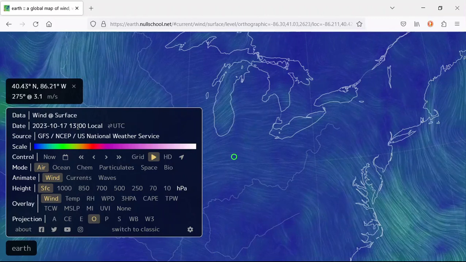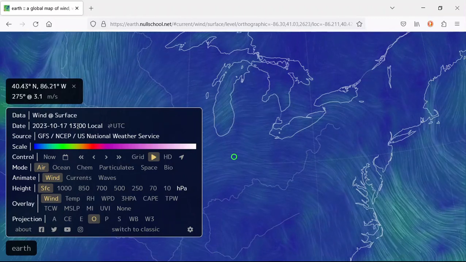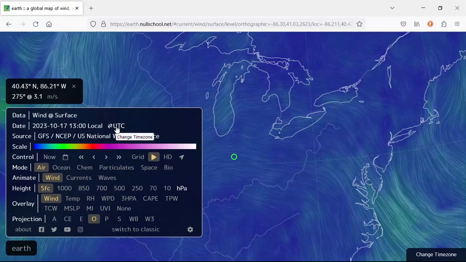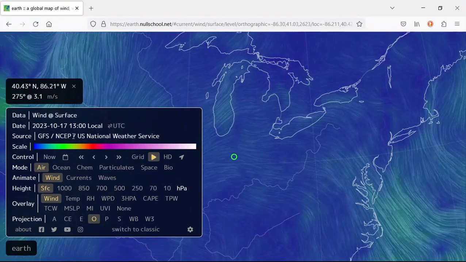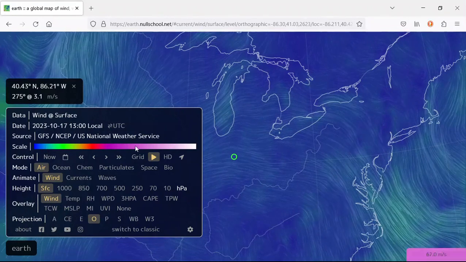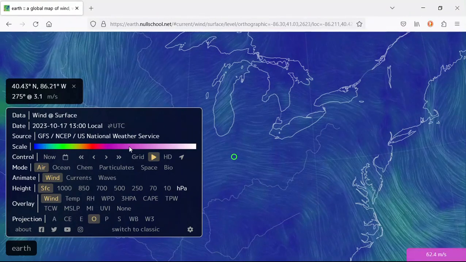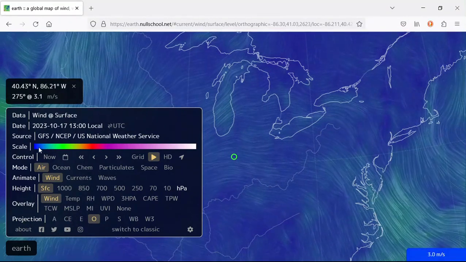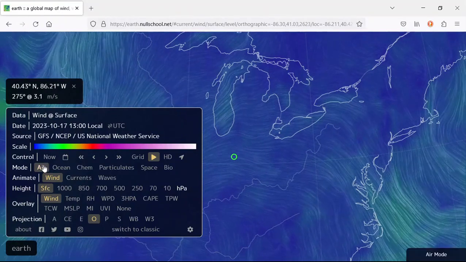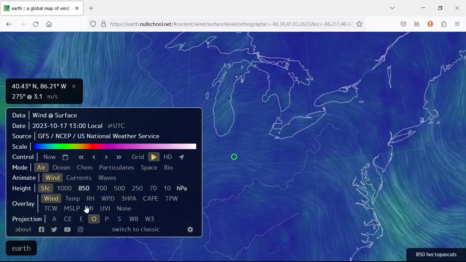A particular time, 3 p.m. Indiana time. UTC is just more complicated. I won't go there. All right, so scale here. This is something to keep in mind: scale. As you look at different variables, go to the scale, low and whatever, and then high and whatever it might be. All these various variables we're going to look at.